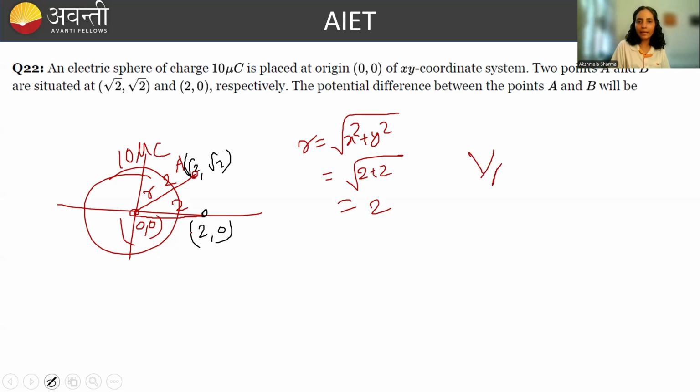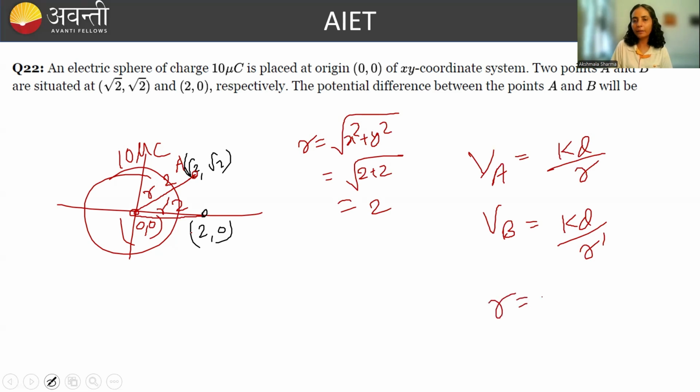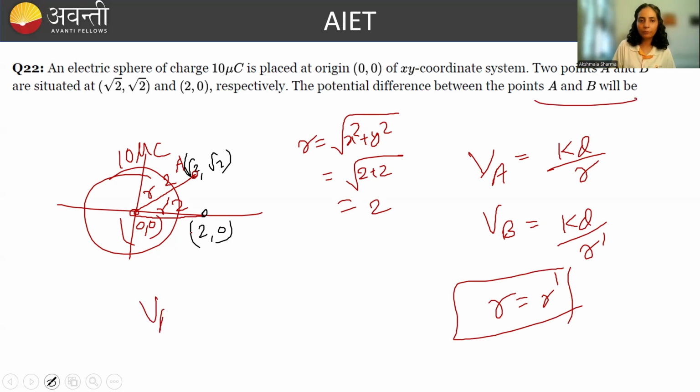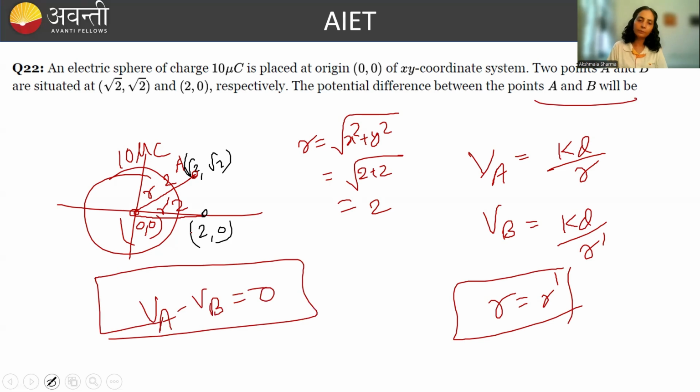So potential at A will be equal to kq by r. And potential at B is equal to kq by, again, let's say this is r dash. And here r equals r dash. Right? Q is also the same because for the same sphere we are calculating. So potential at these points is the same. So the difference will be what? 0. So VA minus VB is equal to 0.